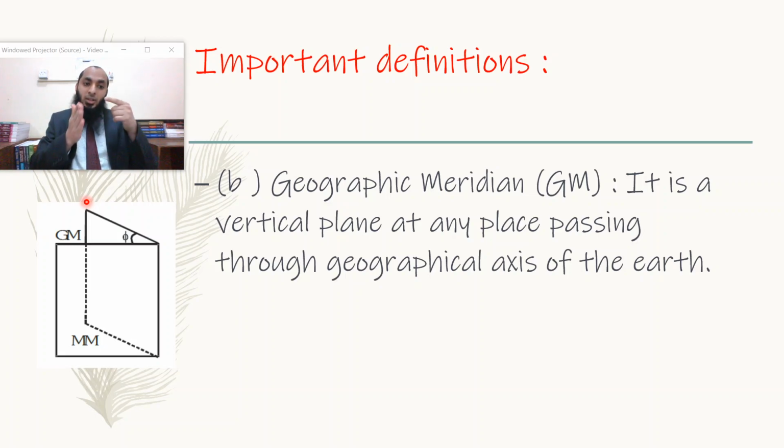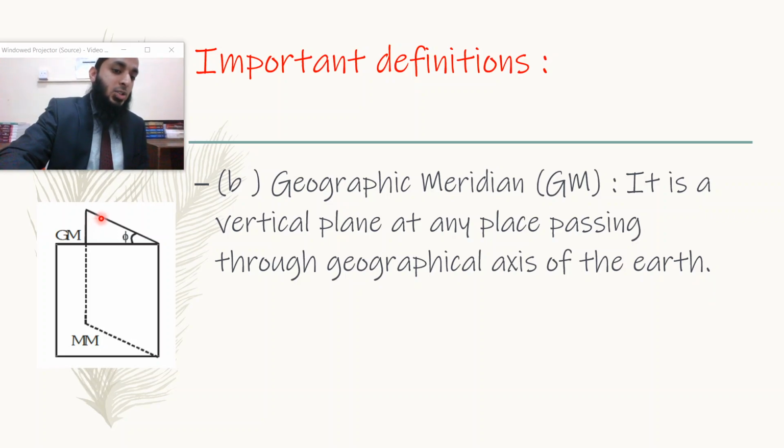There is one more condition: the point or the place where we are right now. So this place and the geographic axis, if placed in a single vertical plane, is called the geographic meridian. You can see here, geographic meridian is a vertical plane at any place passing through the geographical axis of the earth. The geographic axis and the place where we are right now, if you merge them together in a vertical plane, that is the geographic meridian. So that's what you can see here. This plane is the geographic meridian.